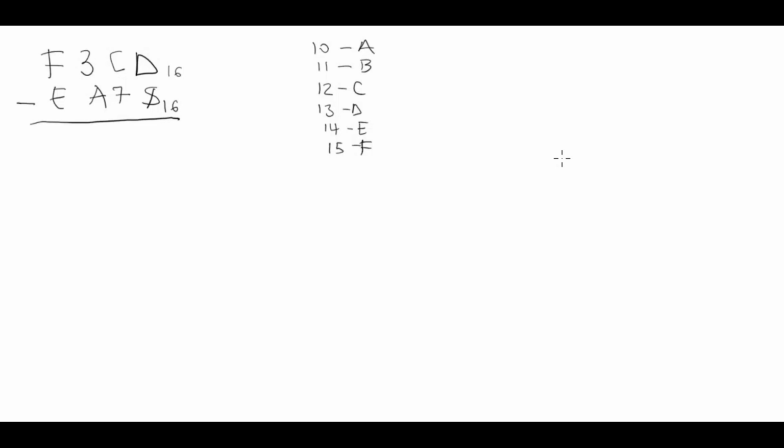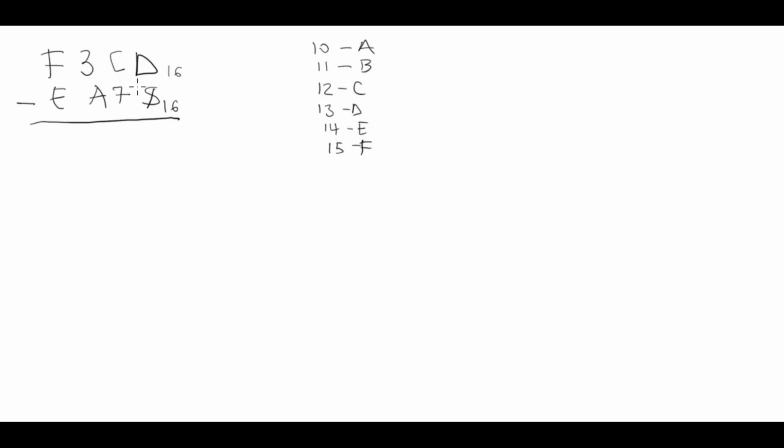So today we are subtracting two hexadecimal numbers. These are numbers to base 16. They range from 0 to 15, and from 10 to 15 these are letters from A to F. So you have been given this number F3CD. You subtract from EA78. So let's start.